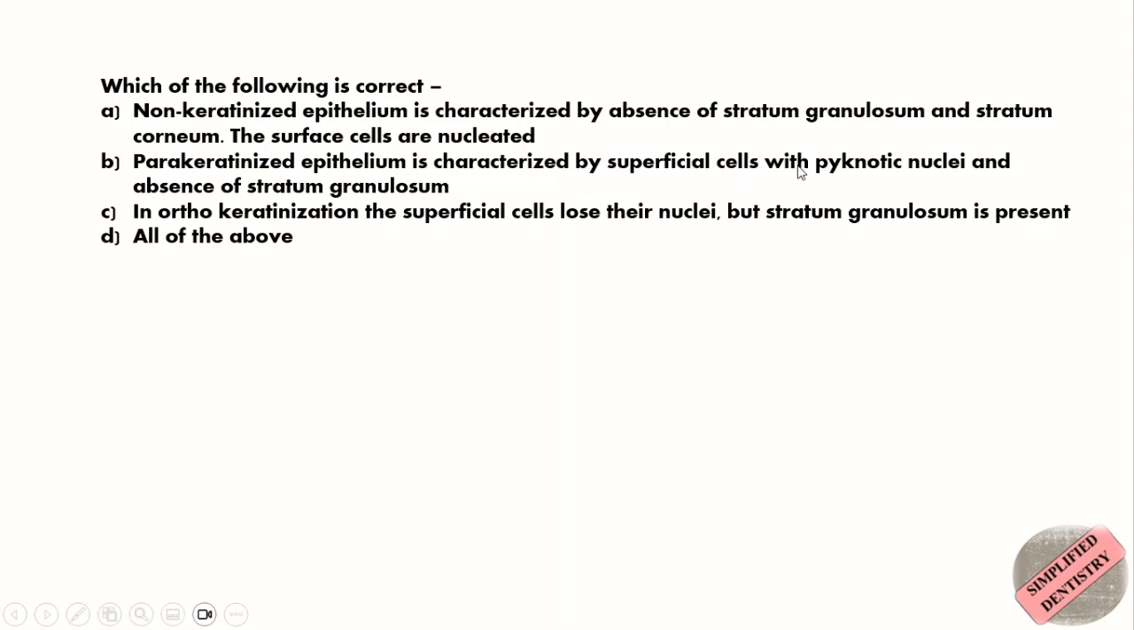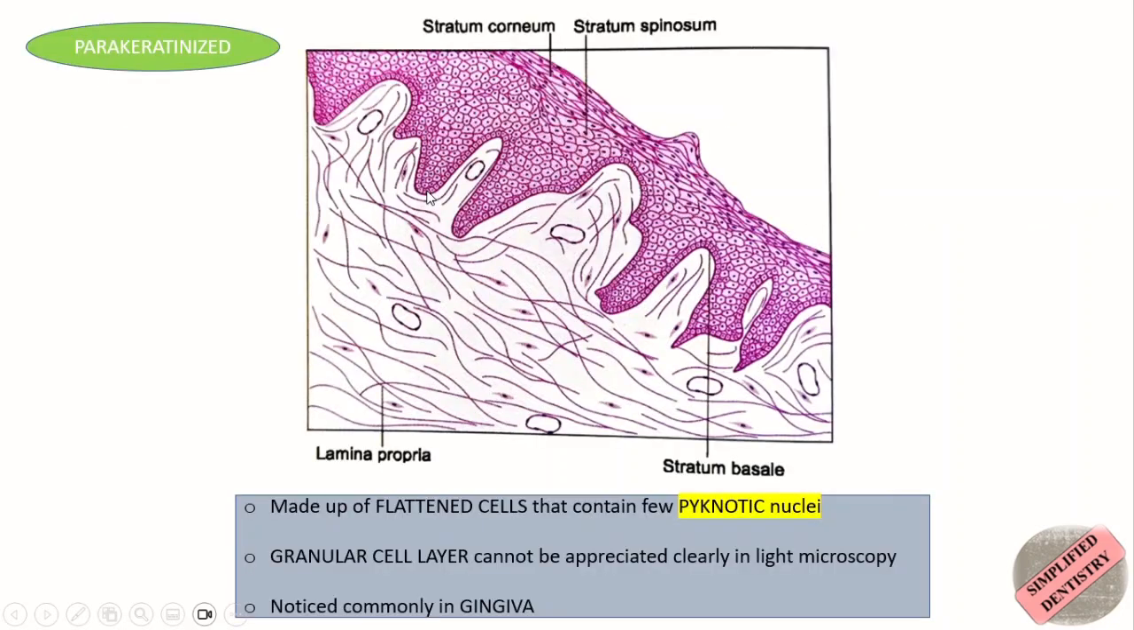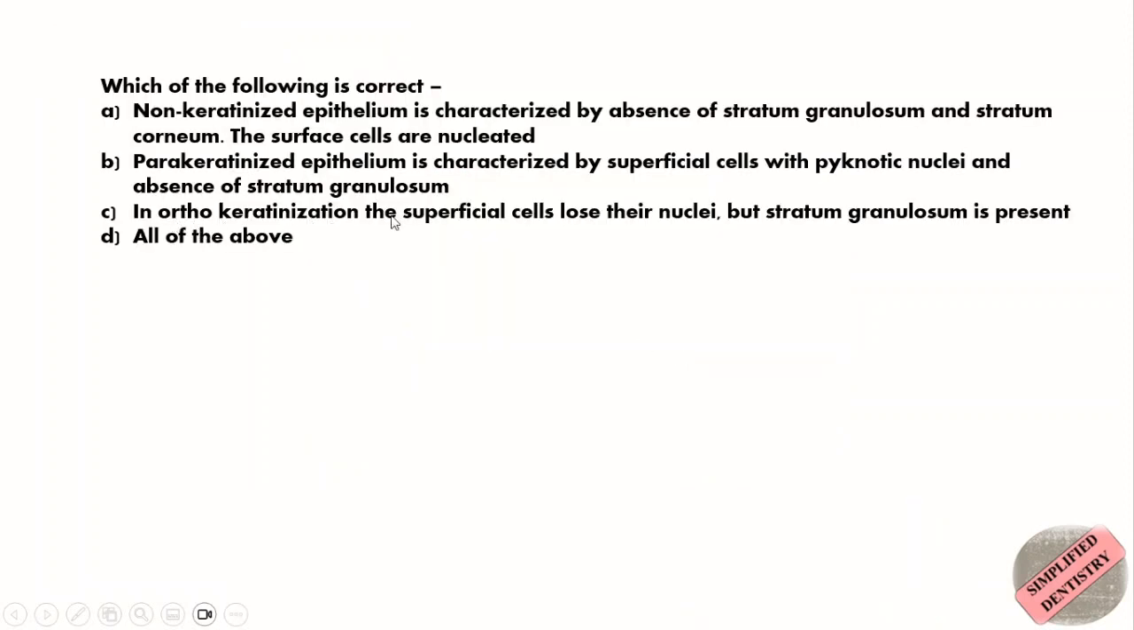Second option is parakeratinized epithelium is characterized by superficial cells with pycnotic nuclei and absence of stratum granulosum. So this is also correct, as in parakeratinized epithelium superficial cells are made up of flattened cells that contain few pycnotic nuclei, and the granular cell layer cannot be appreciated clearly in light microscopy. So this means there is absence of stratum granulosum.